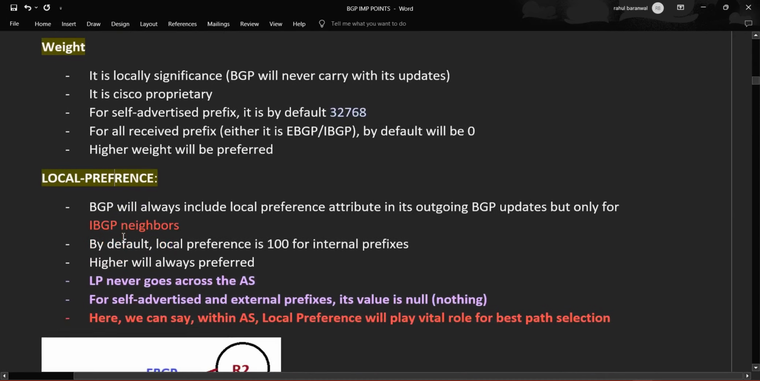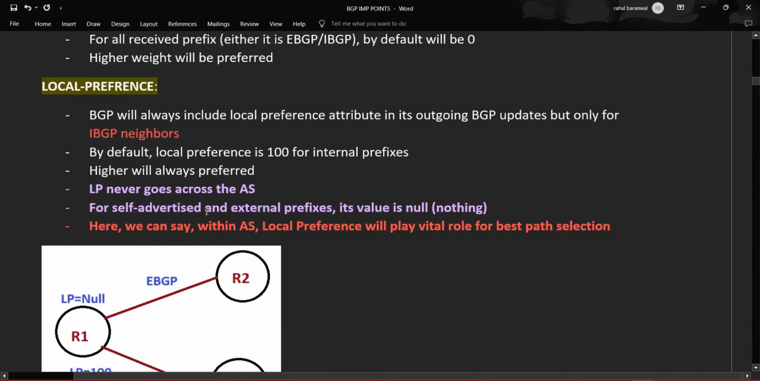For local preference, we need to keep in mind that BGP will always include the local preference attribute in outgoing BGP updates, but only for iBGP neighbors, not for eBGP neighbors. Okay. By default, the local preference value is 100 for internal prefixes. Internal prefixes means iBGP prefixes, and the higher value will always be preferred. Local preference, as I said, never goes across the AS. Across the AS means it will never go to an eBGP neighbor. Okay. For self-advertised and external prefixes, its value is null.